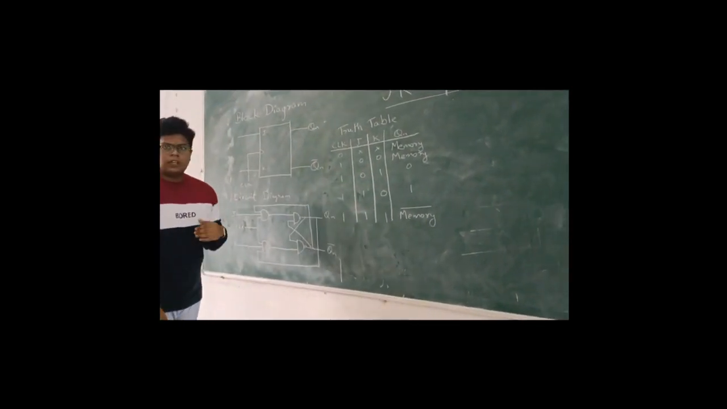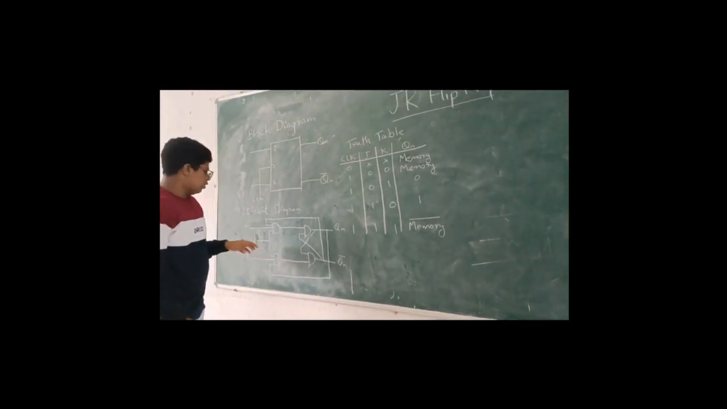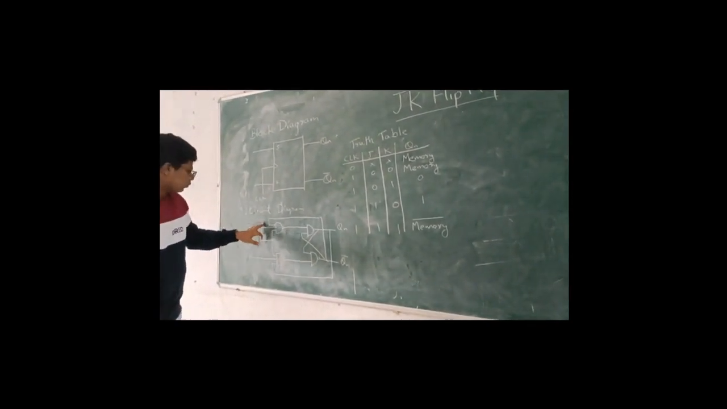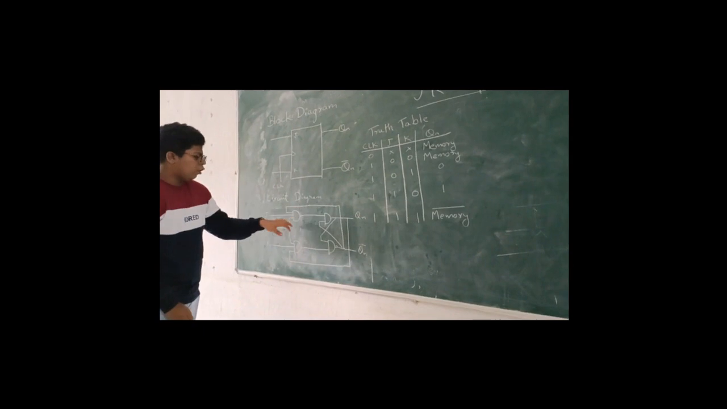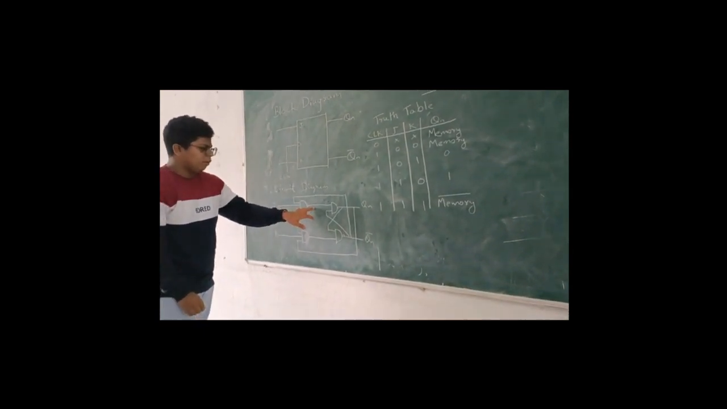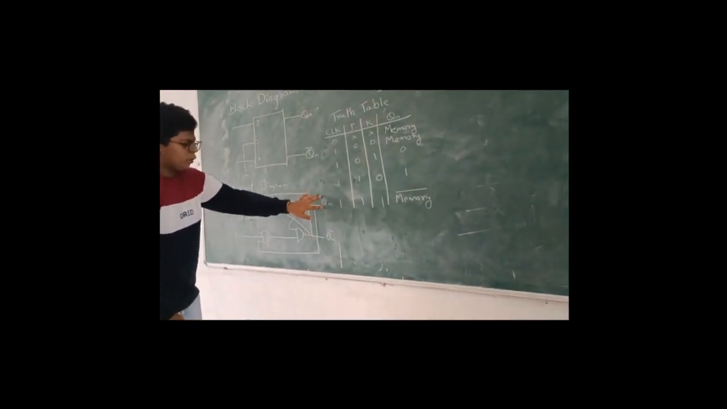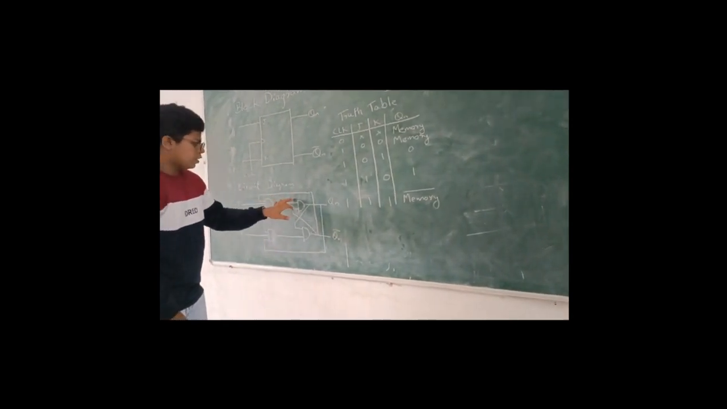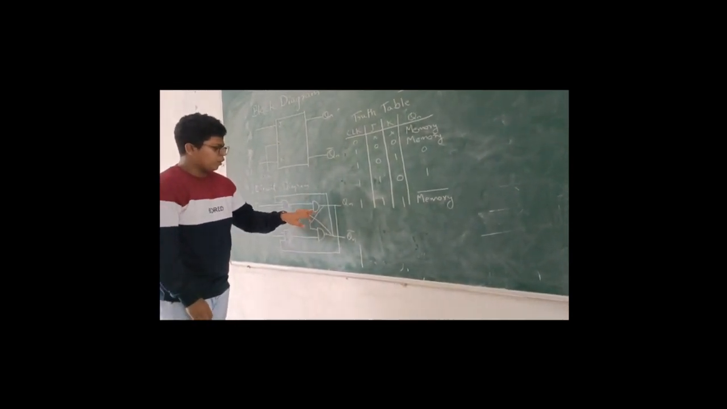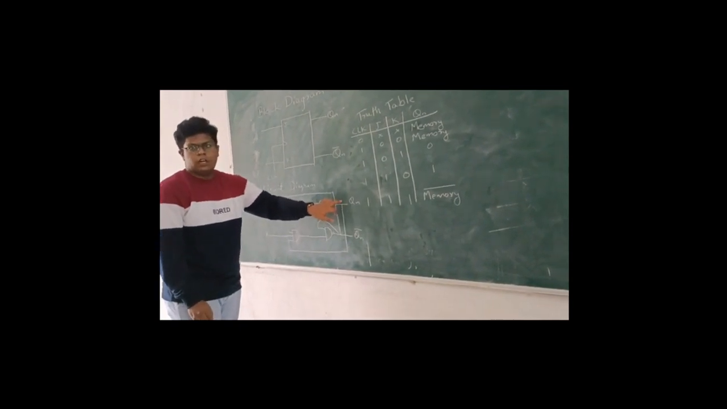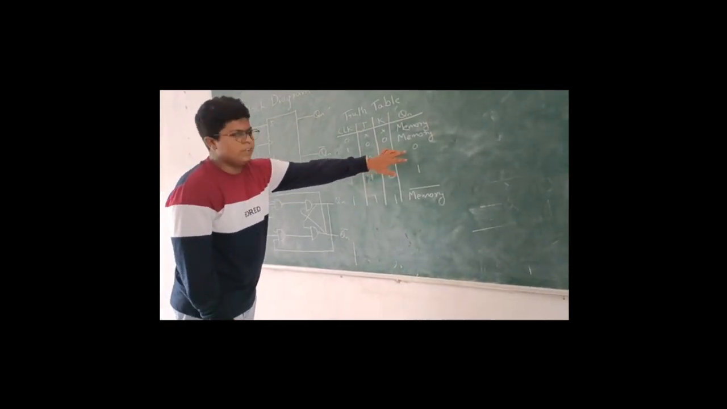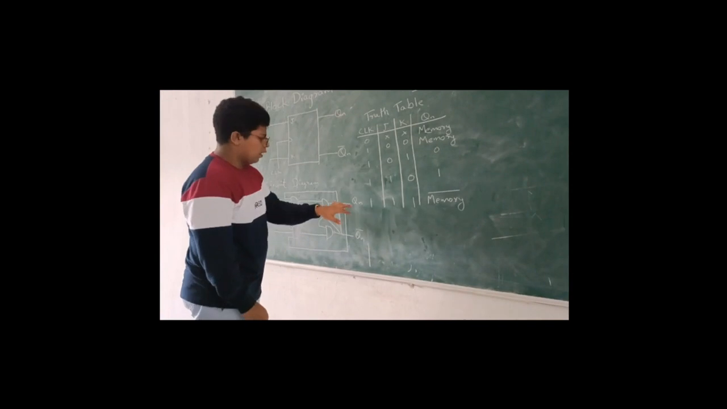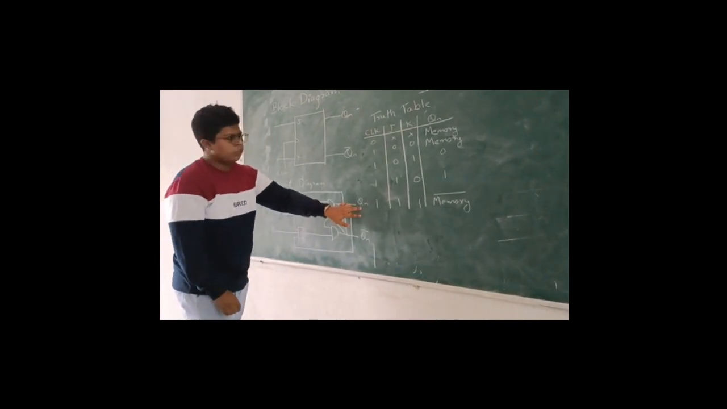The clock pulse is 1, J is 0 and K is 1. If we assume the output Q1 is 0, then J is 0, so the output for this NAND gate will be 1. When we assume Q1 as 0, Q1 bar will be 1, as the output for this is 1 and 1. 1 and 1 for the NAND gate will result in the output 0.